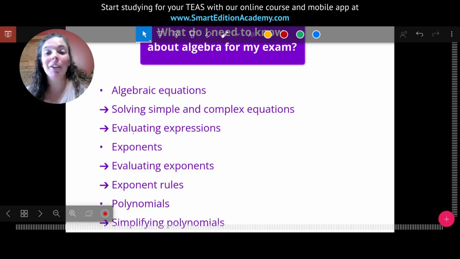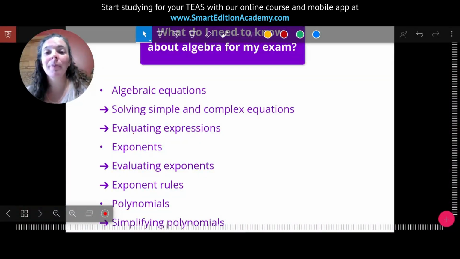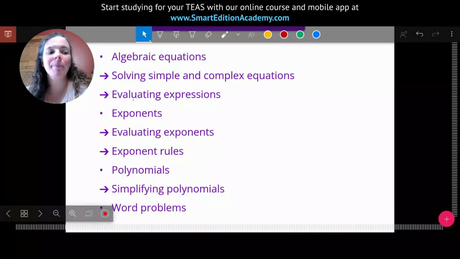We're also going to talk about evaluating expressions. So plugging a value in for a variable in an expression to simplify and find the value of that expression. We are also going to talk about exponents. Okay, so we're going to evaluate exponents. Like, for example, 5 squared, how do I figure out what that is? And then also talk about exponent rules. So if you have exponents with the same base, then there are some cool special rules that we will talk about together today to simplify and solve some of those problems that you may see.